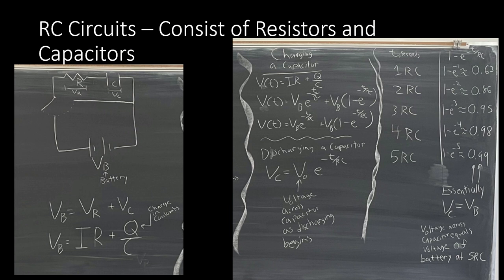Now, if we were discharging a capacitor specifically, then the current voltage across that capacitor will be the initial voltage we charged it to, and then once we start allowing it to discharge, times e raised to negative t over tau, or e raised to negative t over RC.